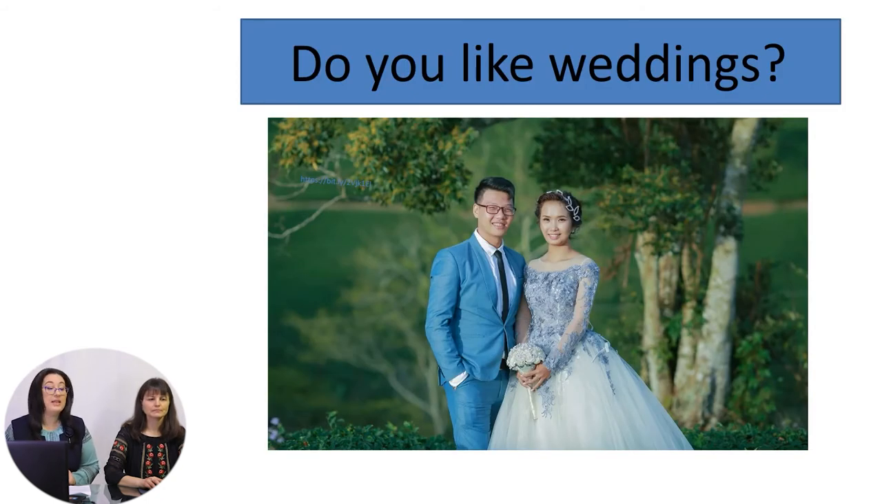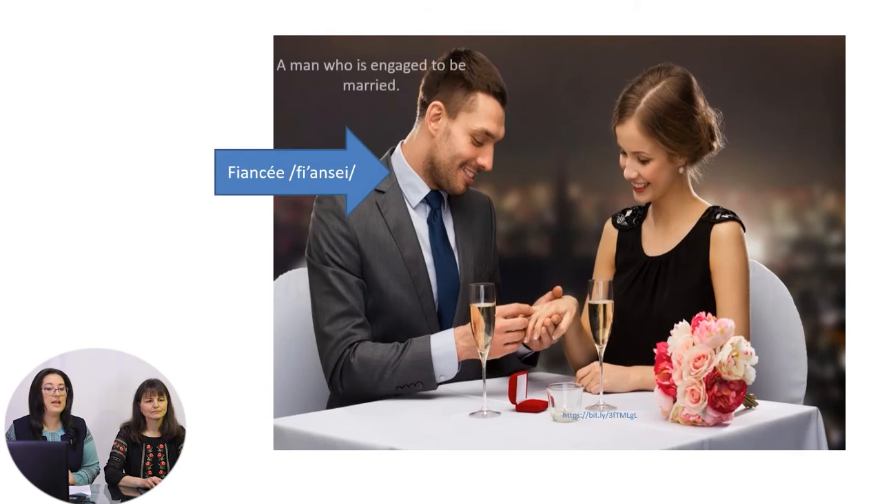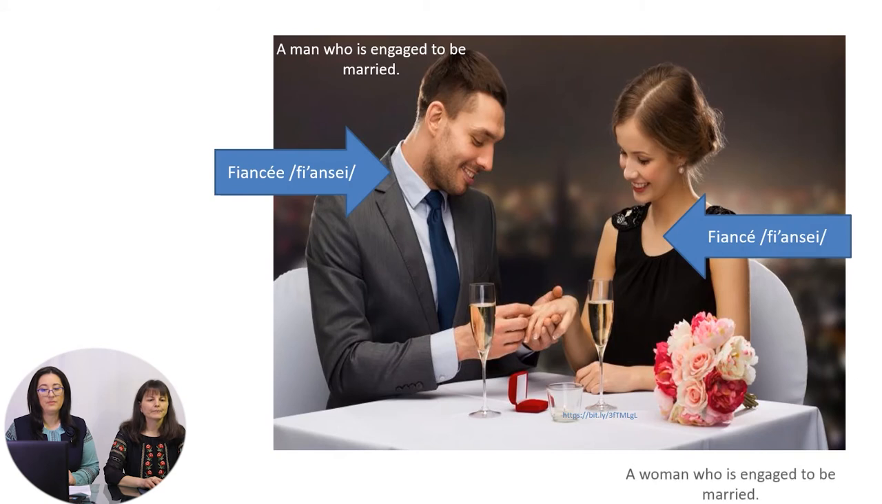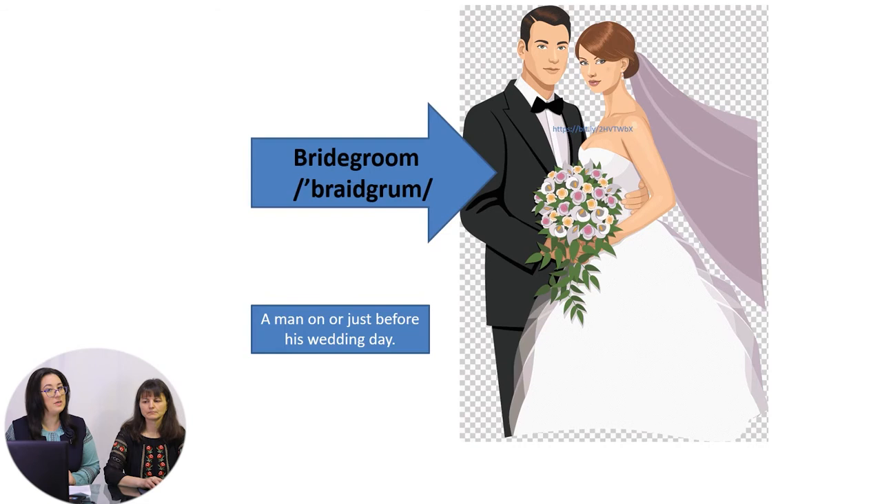If you like them, let's pay attention to our new vocabulary that will help you to discover new information about weddings around the world. The first word is fiancé. This means a man who is engaged to be married. Fiancée, a woman who is engaged to be married. Bridegroom. This means a man on or just before his wedding day. Bride, a woman on or just at her wedding day.